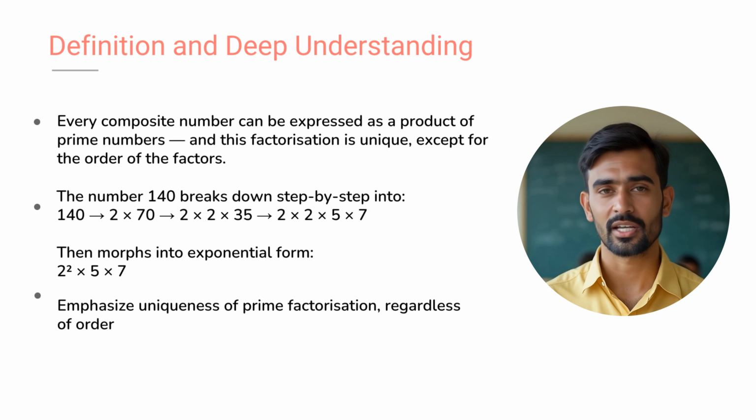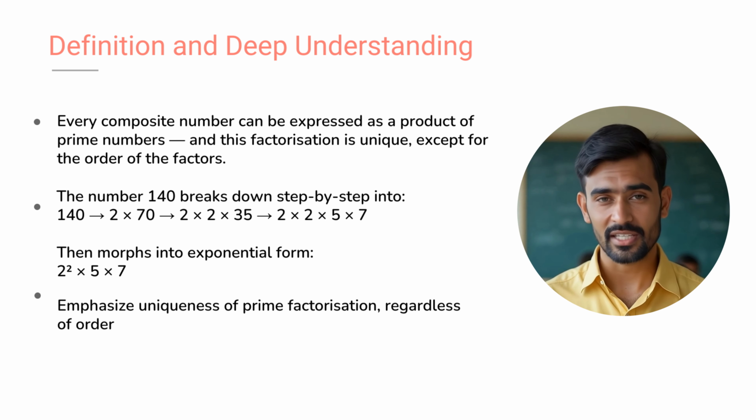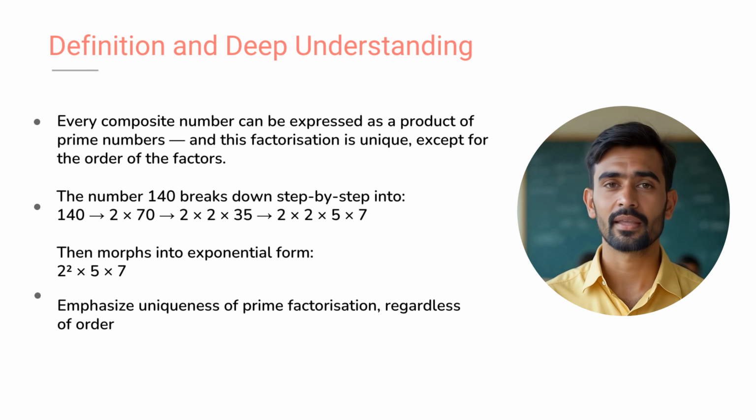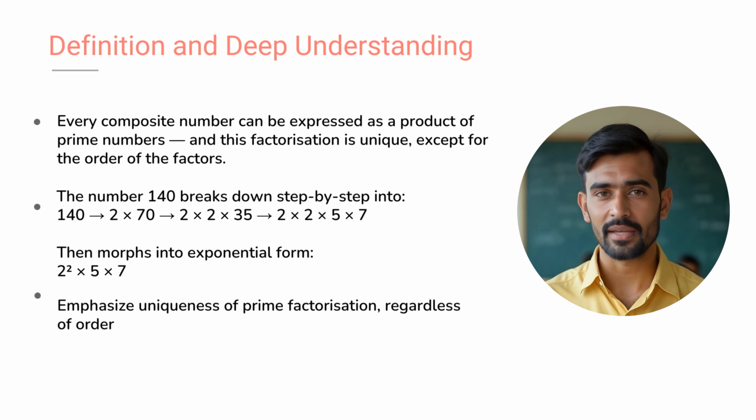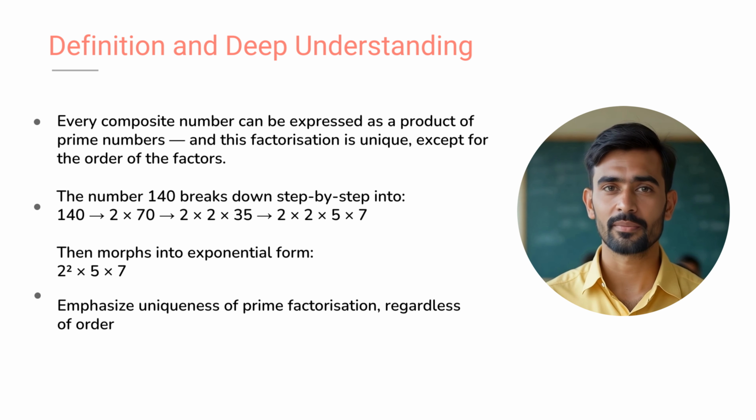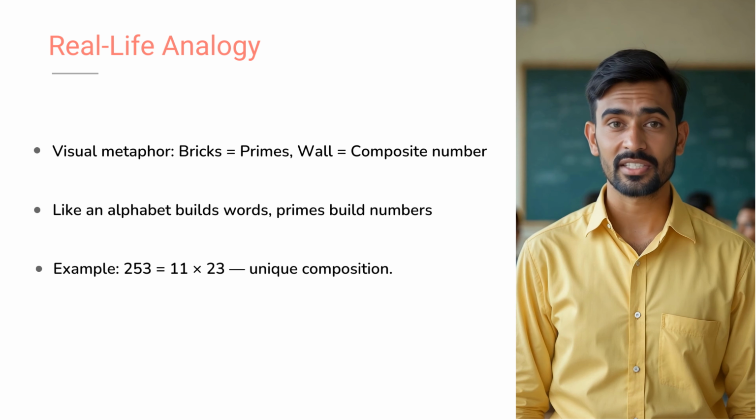Now, whether you started by dividing it by 2 or tried 7 first, it doesn't matter. You'll always end up with the same prime building blocks in the same powers. That's the beauty of this theorem. It guarantees a unique prime fingerprint for every composite number. Let's make this even simpler.